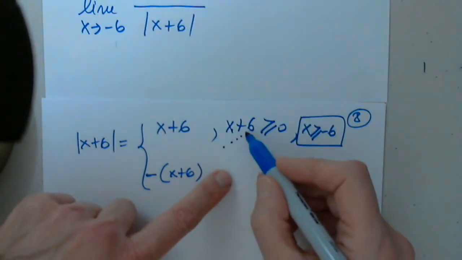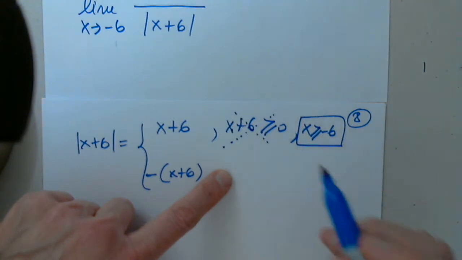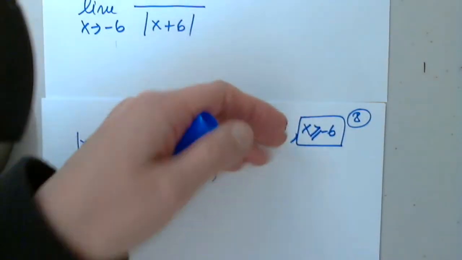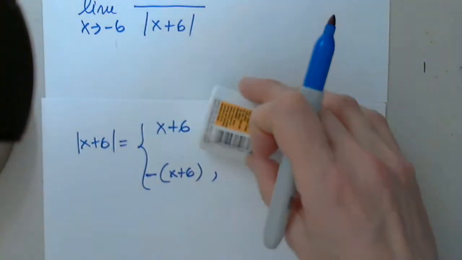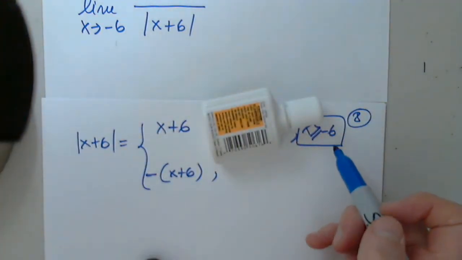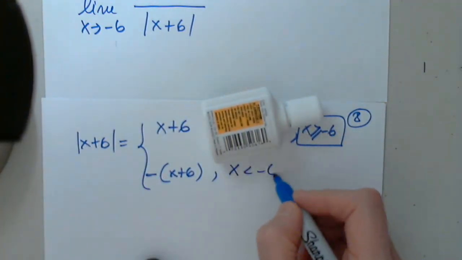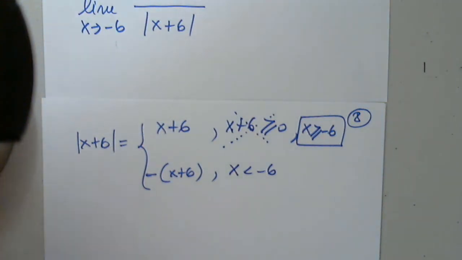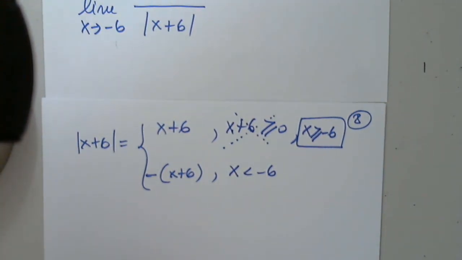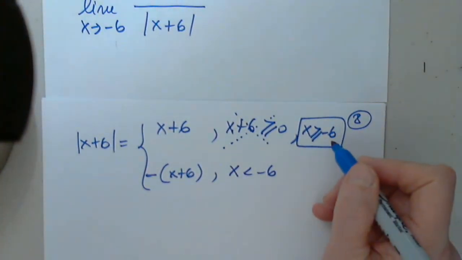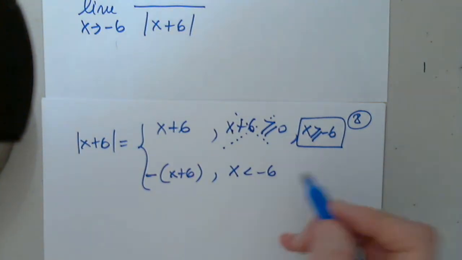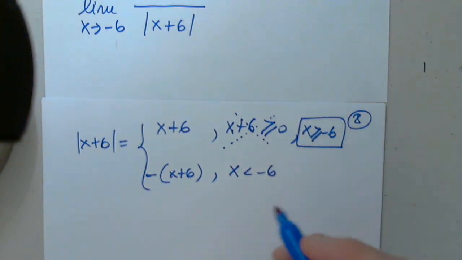I don't need this one. And then the other would be x. For the other one, I don't calculate anything. What is not here must be here. So if this one is greater than or equal to -6, this one has to be less than. If this one is less than or equal to -6, this has to be greater than -6.